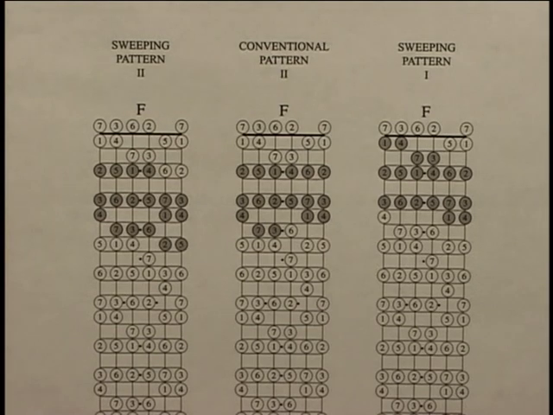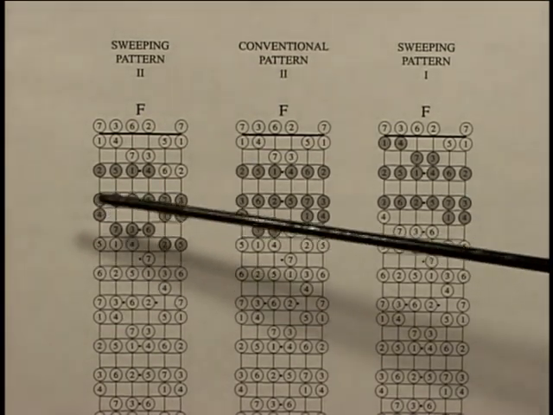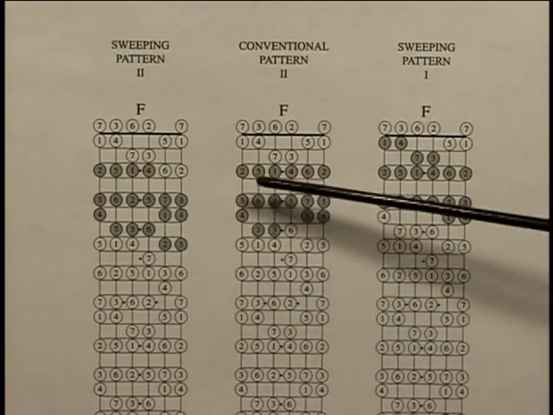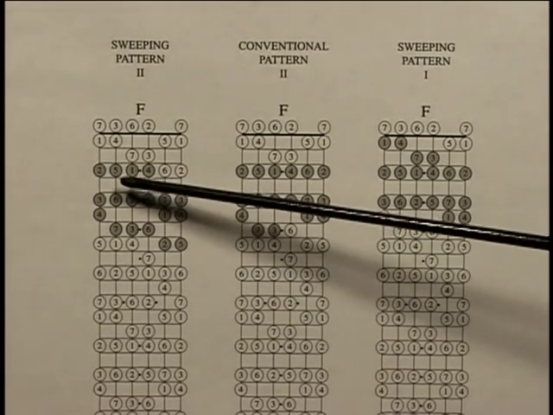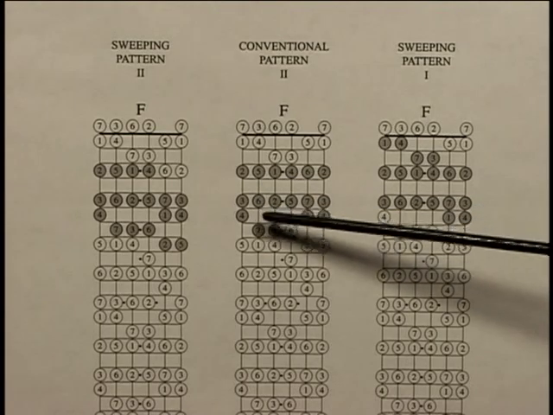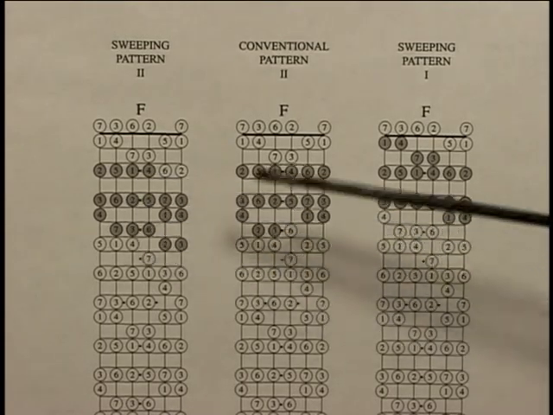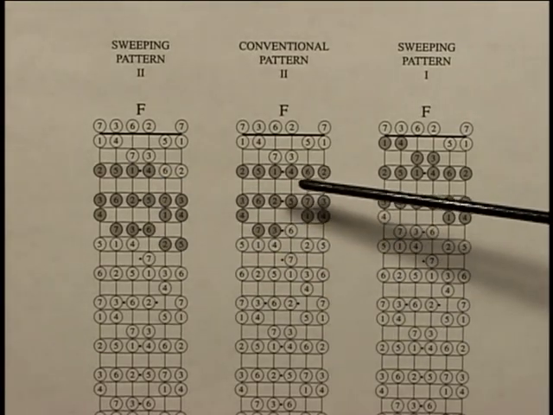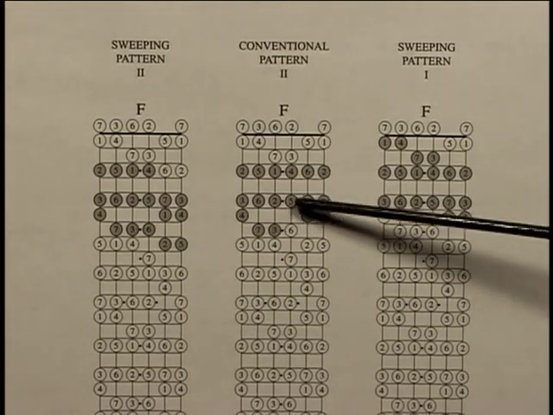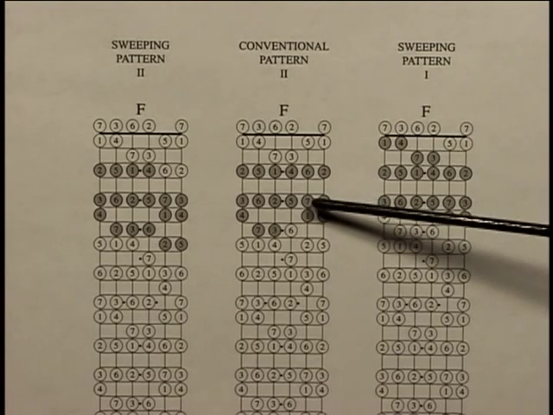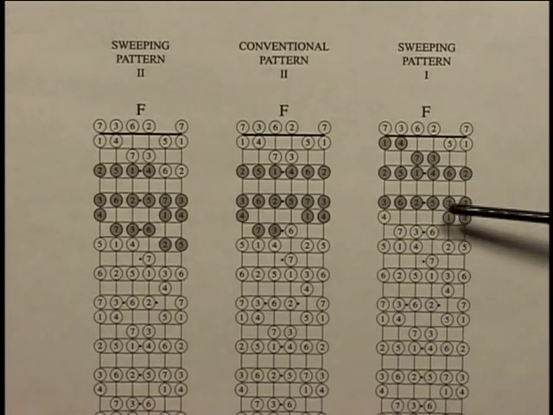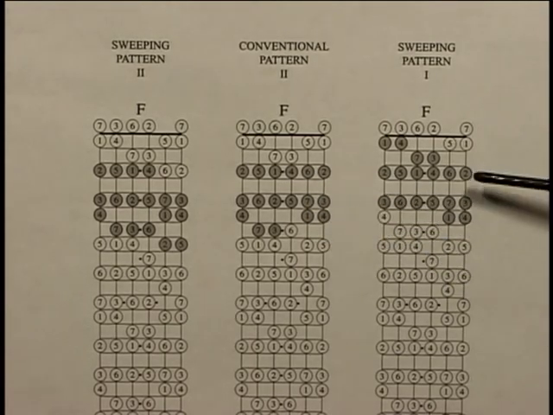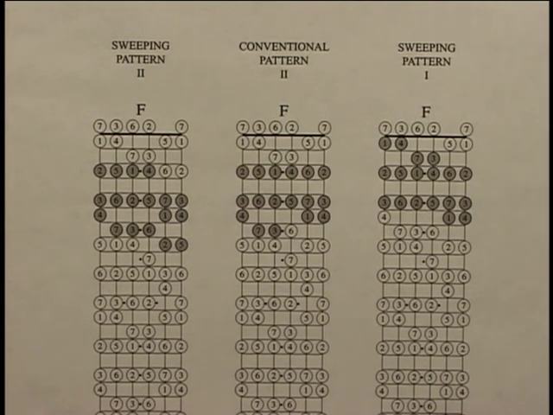Now let's take a look at pattern 2 of sweeping and conventional. 2, 3, 4, 5, 6, 7, 1, 2, 3, 4, 5, 6, and here's the change on the 3rd string, 4, 5, and then 6, 7, 1, 2, 3, 4.